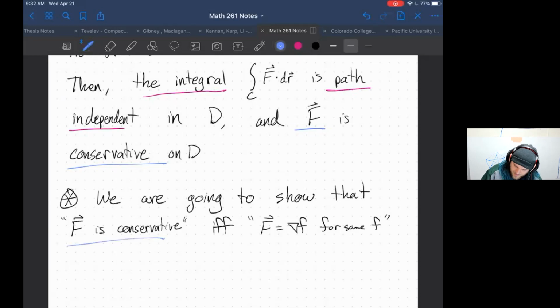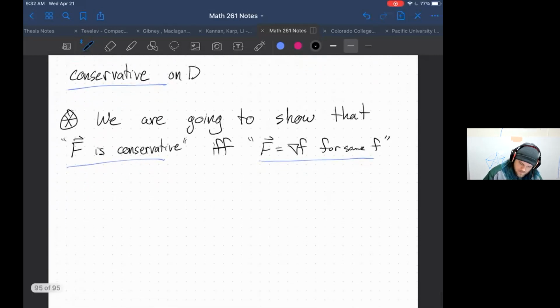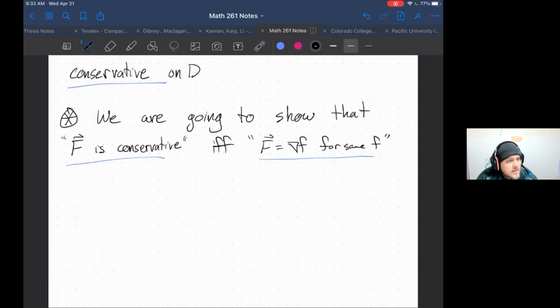So again, this is a statement about the vector field. To answer your question, if the path matters in this example, the vector field would not be conservative. That's correct.